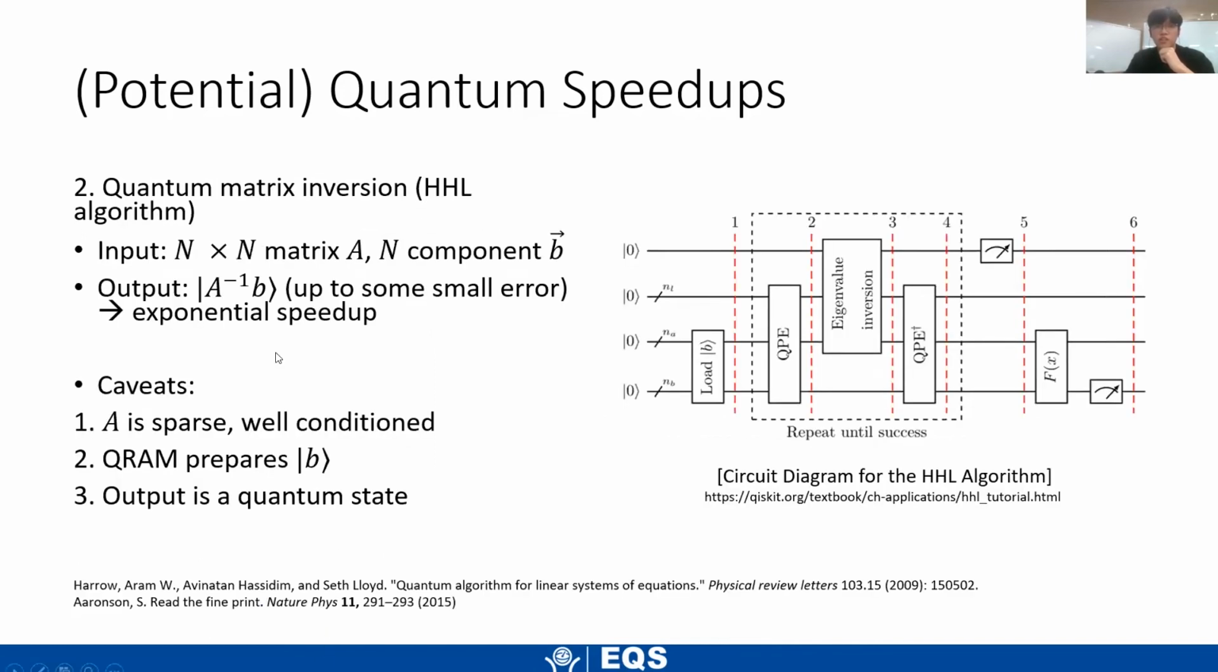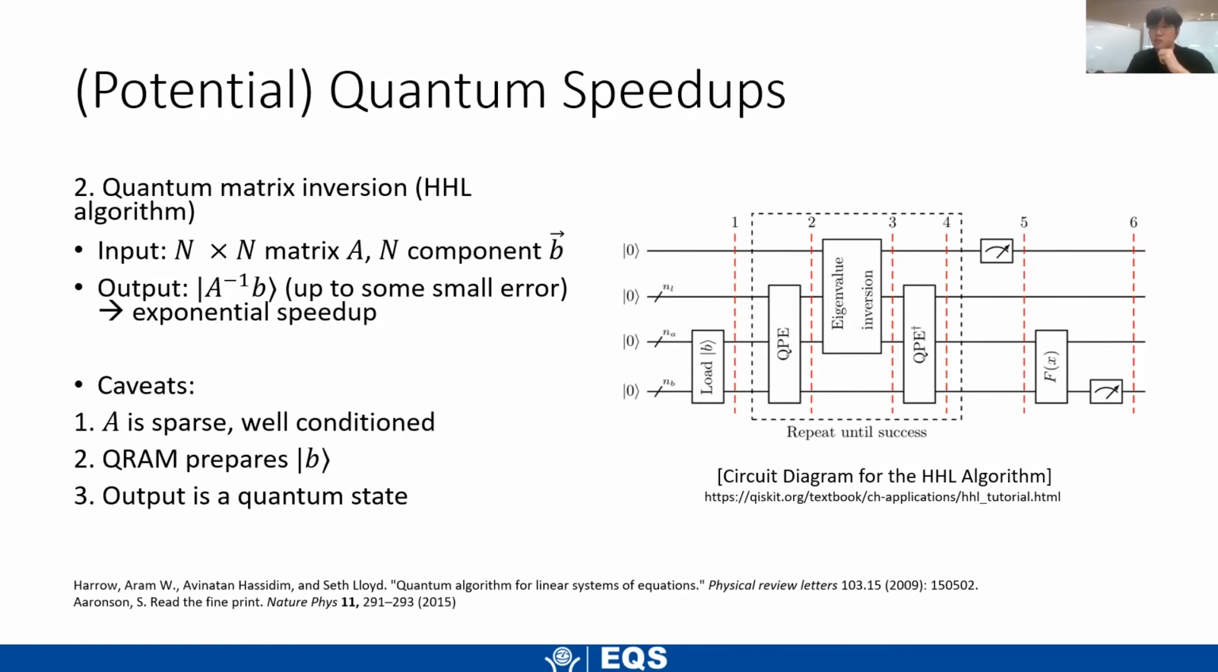And then the next one is the quantum matrix inversion. Basically, as an input, we have an n by n matrix A and vector b. And then the output gives us A inverse times b, up to some small error. And actually, there is an exponential speedup compared to some classical algorithms. But there are, of course, some caveats. A needs to be sparse and well-conditioned.